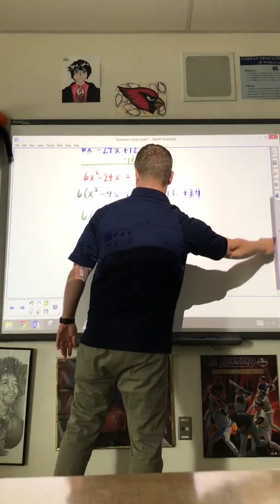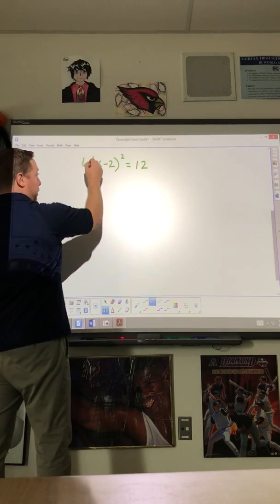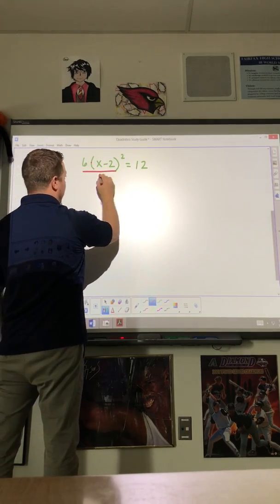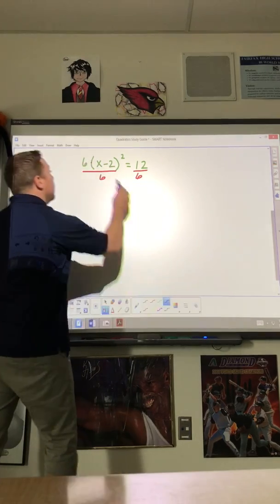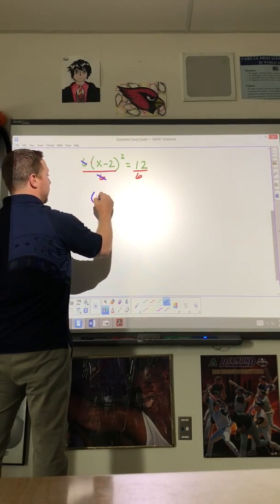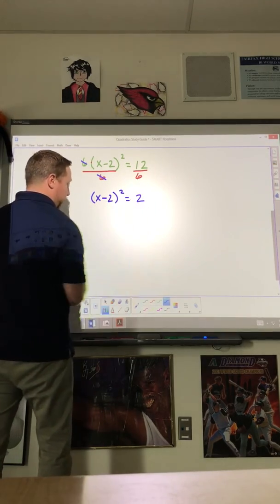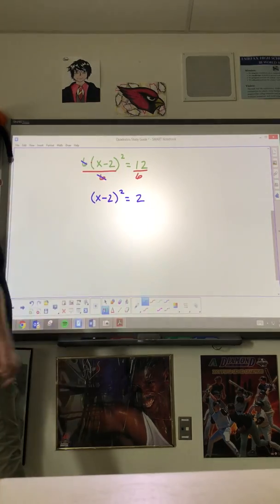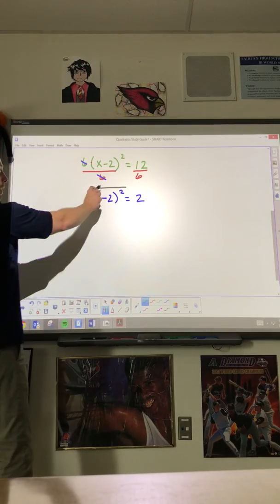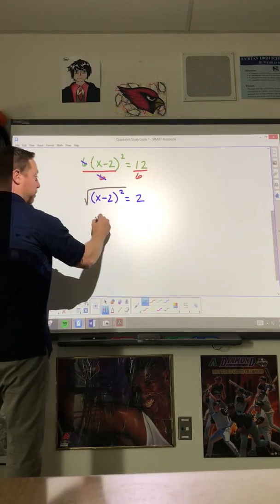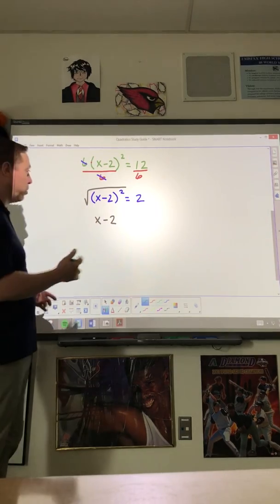So my next step is going to be to get rid of this 6. Since it's 6 times this stuff, the inverse is divide, so I'm going to divide both sides by 6. So now these cancel, and I have x minus 2 squared, and that's equal to 12 over 6 is 2. Okay, next thing I'm going to get rid of is my exponent of 2. I do that taking the square root. A square root and a 2 cancels, leaving me with just x minus 2. I don't need the parentheses anymore because there's no more exponent.